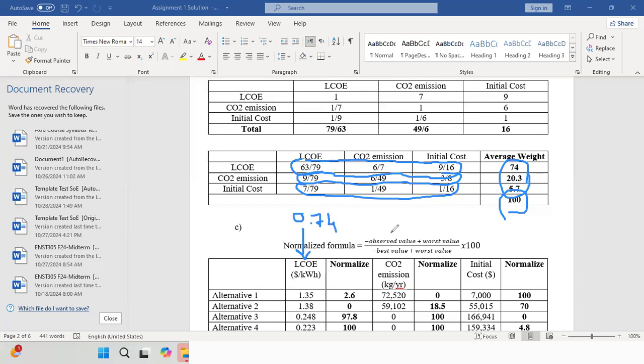The score of CO2 emission should be multiplied by 20.3%, or 0.203. And for initial cost, I multiply by 5.7%, which is 0.057.